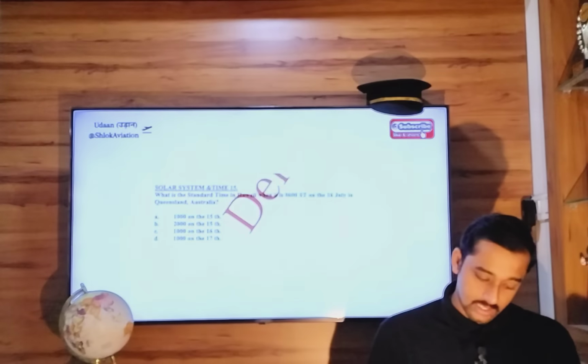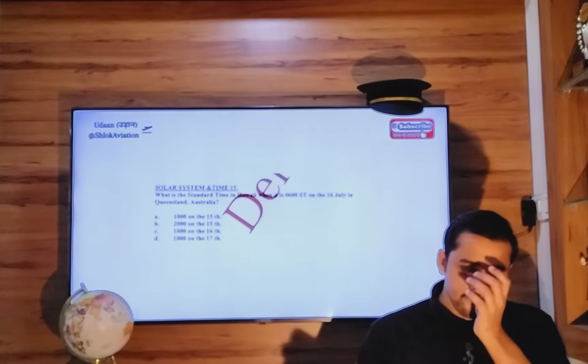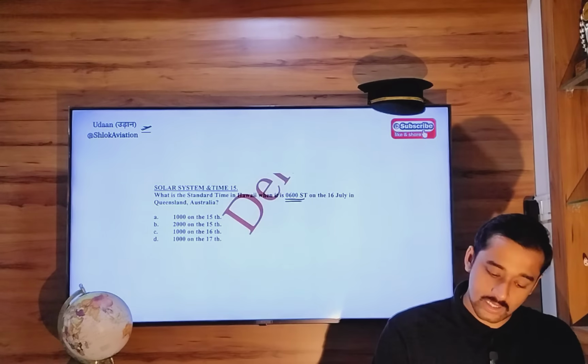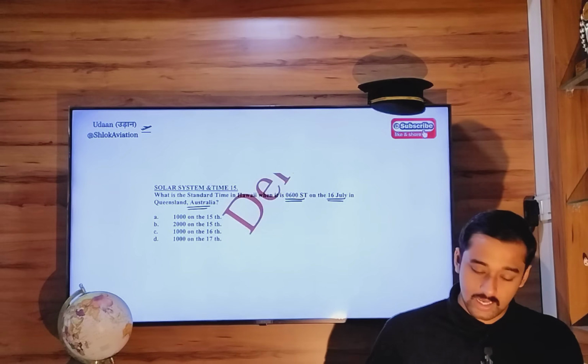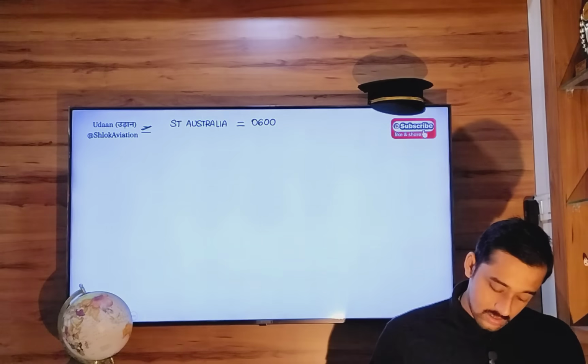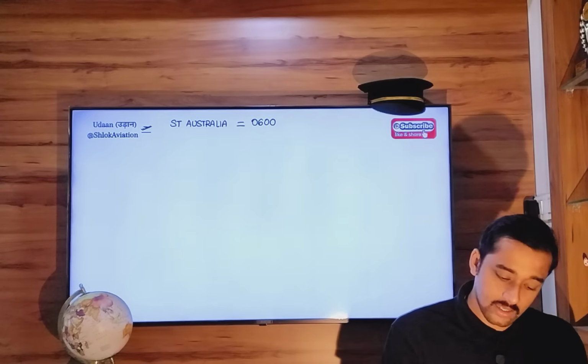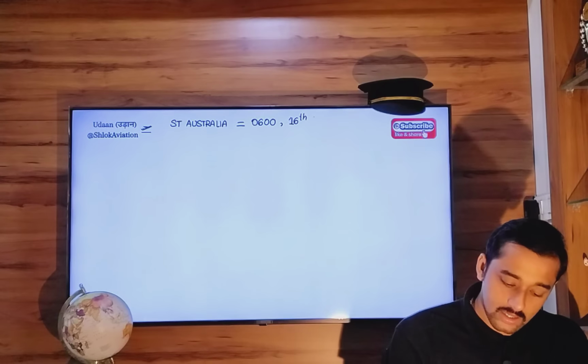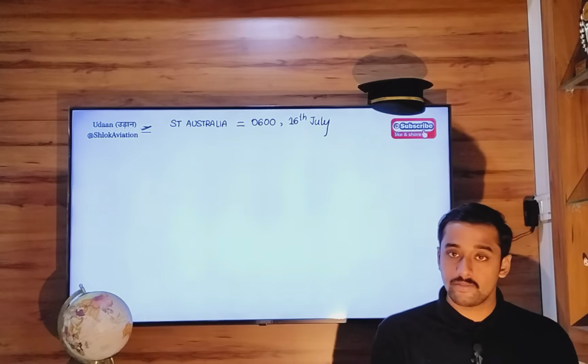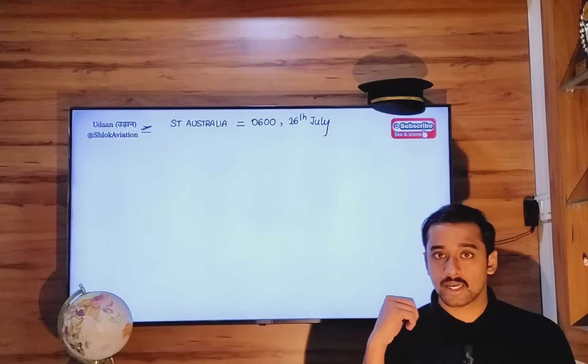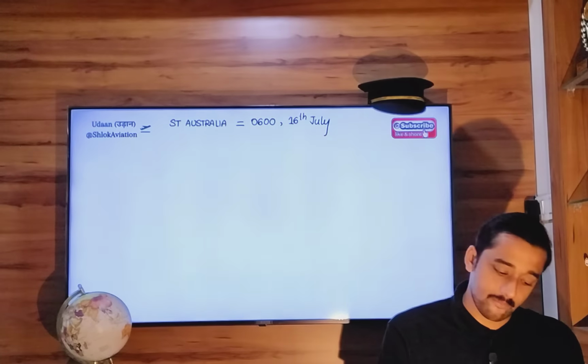Okay. Next, what is the standard time in Hawaii where it is 6 o'clock standard time on 16th of July in Australia? So we will use the Air Almanac table again. So standard time in Australia is 0600. The date is 16th July. Now we will convert the standard time in Australia into the corresponding UTC time.